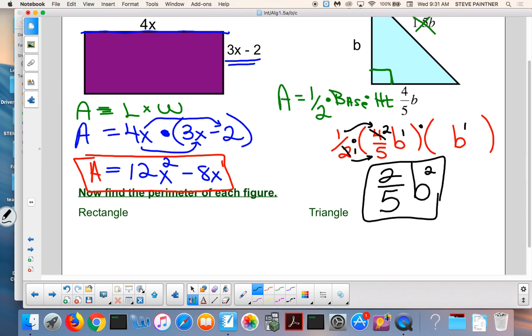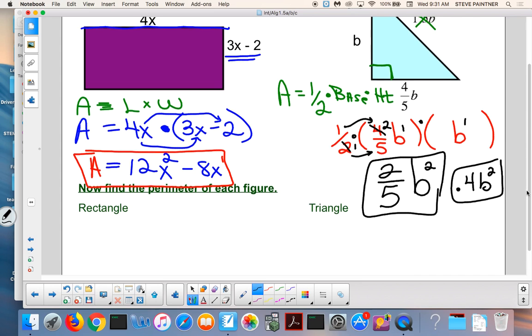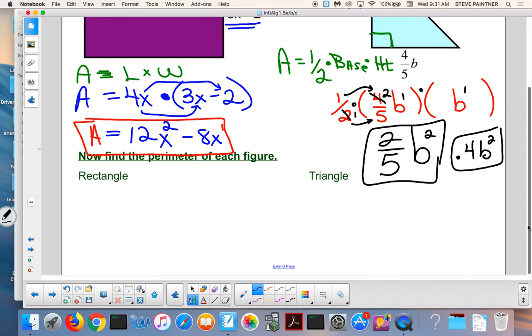Can you put it as a decimal? Sure, but why would I? You don't like it. Okay, so then you'd want this, wouldn't you? Isn't that your answer then? Okay. If you want decimals, there it is. Questions?